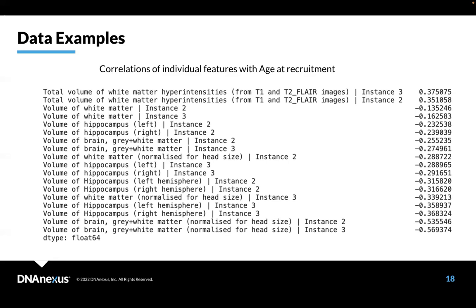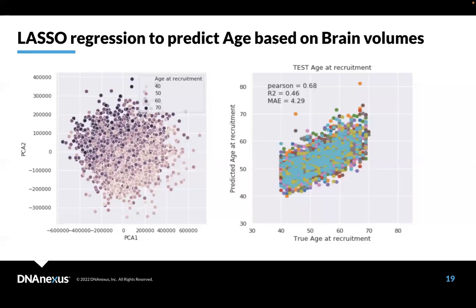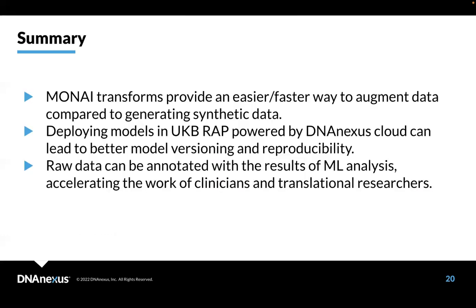Let's look at some data examples and let's get started with the table representation. We were able to obtain correlations of individual neuroimaging features with age. And we were also able to obtain a couple of plots showing the results of our model. On the left side, we can see principal component analysis, and on the right side, we can see lasso regression to predict age based on gray volumes. Each color represents one cross-validation fold.